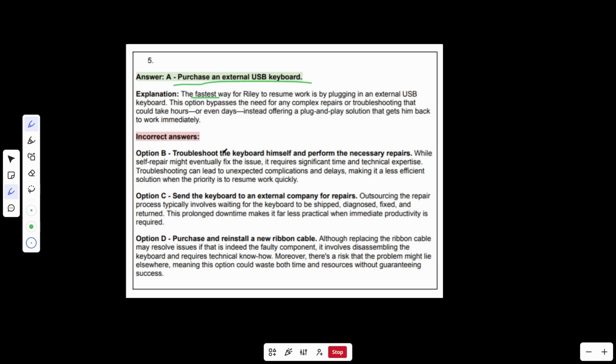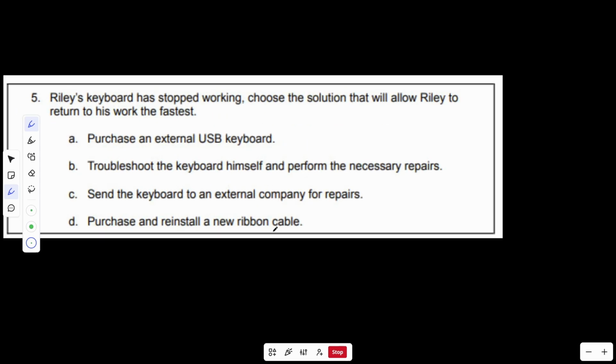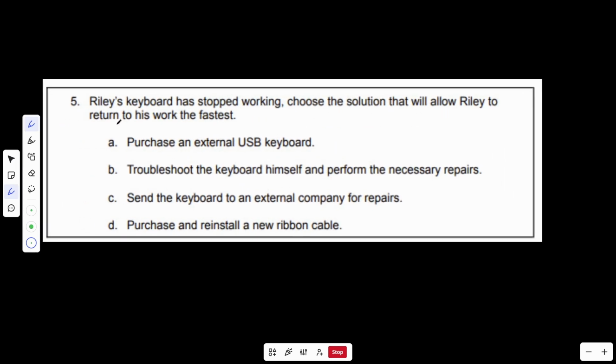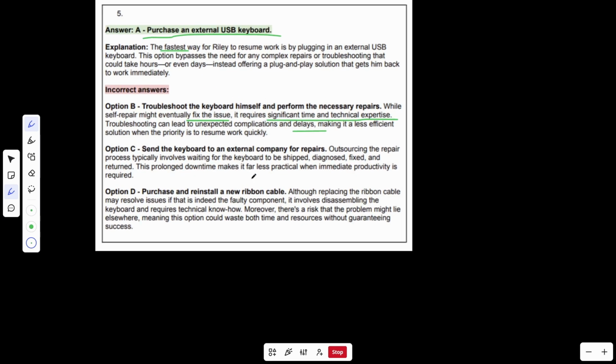So troubleshooting the keyboard himself, as stated here, might fix the issue, and it probably will eventually, but it requires significant time and technical expertise. It's going to take a while. So troubleshooting can lead to a lot of delays, making it a less efficient solution when you can just quickly plug something in, especially if you're on a time schedule. And the question here said that he wanted to return to work the fastest. That was the key, right? How can he most quickly return to work?